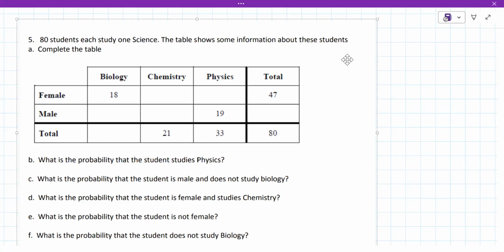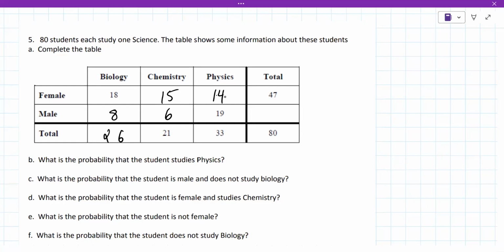Okay, so then the total. So 33 minus 19. You have to start with that one. So it's 14. So the physics female is 14. Then 14 plus 18 is 32, so the chemistry is 15, good, which means the male chemistry is 6. Okay, so then 80 minus 33 minus 21 is 26. Then the total for biology is 26, which means 18, which means that's 8. And then that's 33 for the total.